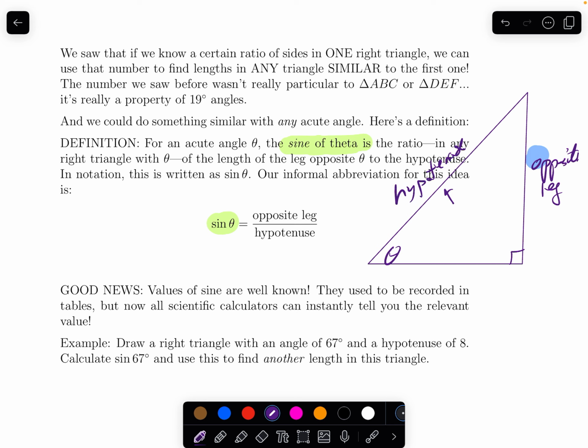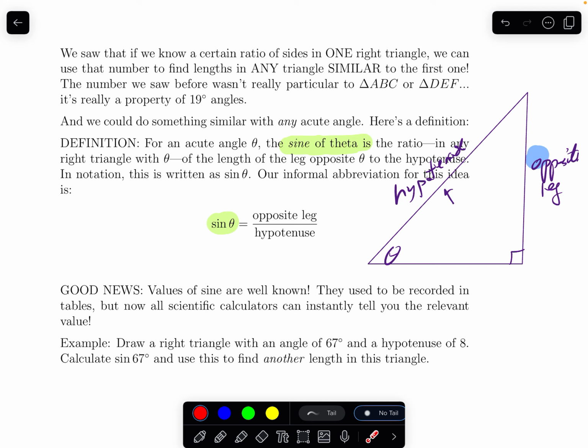And the sine of theta is simply the ratio between that opposite leg to the hypotenuse in any triangle that has a right angle and an angle of theta, because they would all be similar to each other. And these values of sine are just known. You are not going to have to figure them out. You can look them up in tables. You could just do a Google search. It's built into your calculator. So you'll have to see how to do that.